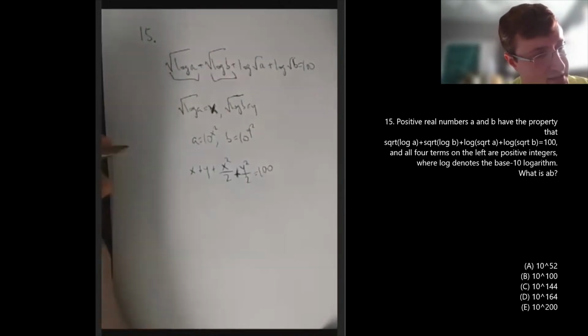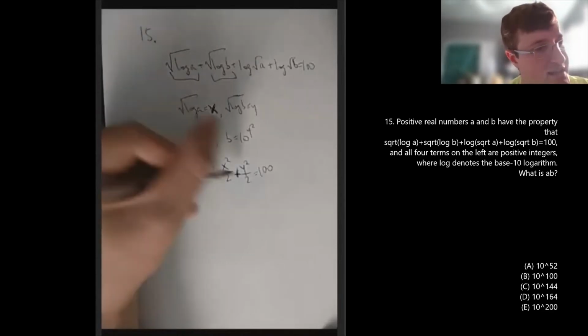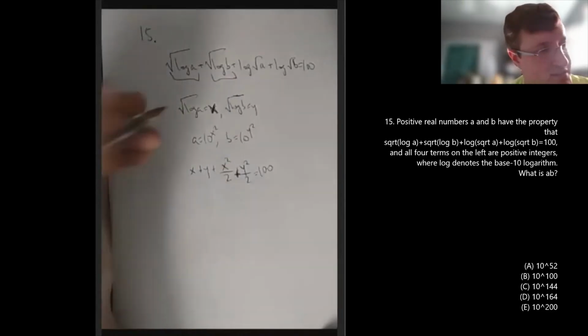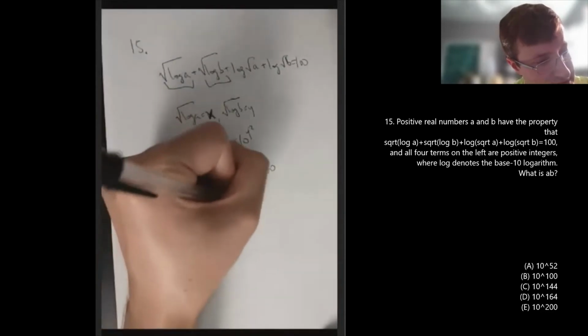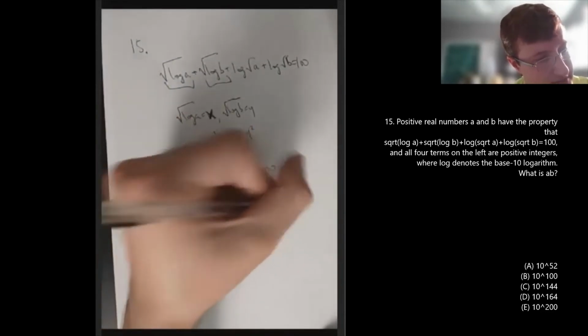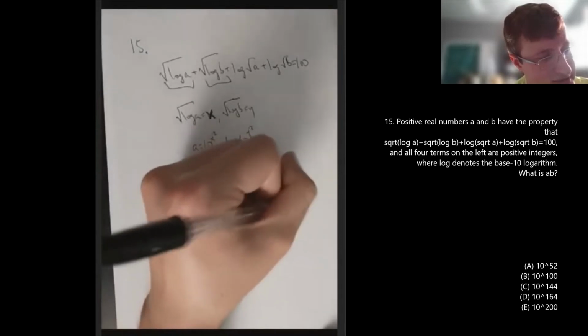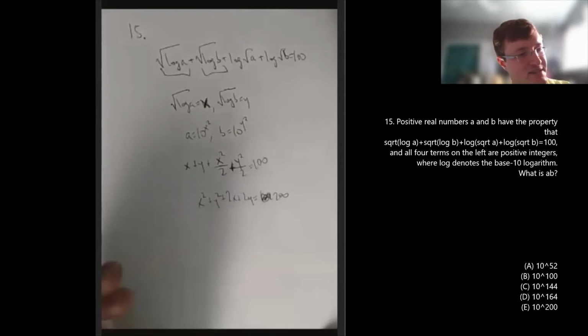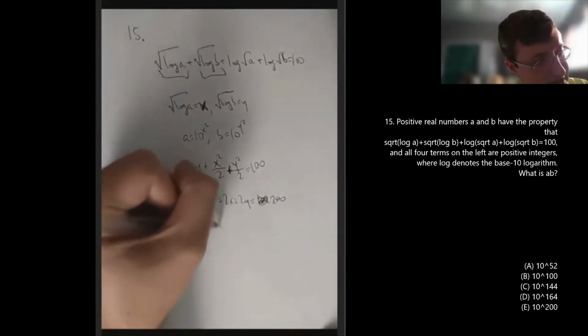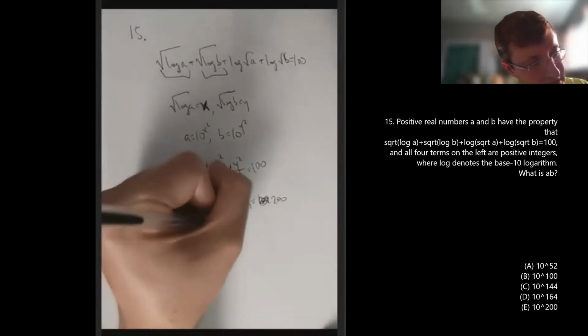Okay, so I can multiply. Oh, I think I see what to do. I multiply through by 2. I get x squared plus y squared plus 2x plus 2y equals 102. Or no, not 102, 200. I was getting a bit ahead of myself. Okay, now I can add 2 to both sides and complete the square with both of these.